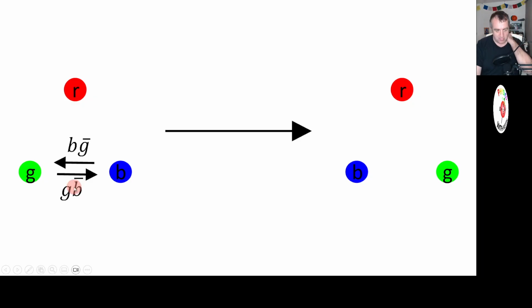Or we can follow the other procedure. The green quark can lose greenness and lose anti-blueness to become blue. And the blue quark can gain anti-blueness, cancelling out the blue, and gain greenness to become green.